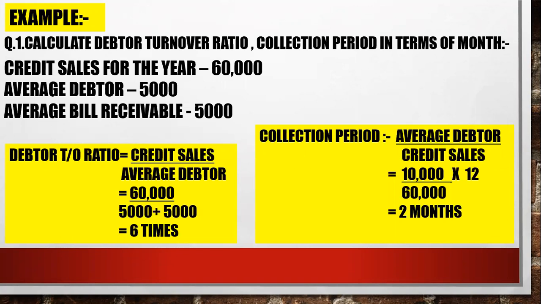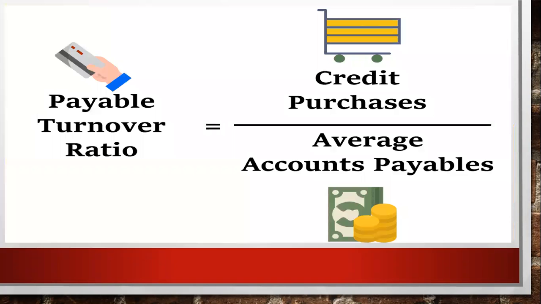And average creditors includes the creditors amount plus your bills payable amount. We'll see that. So this is the payable turnover ratio, you can say the creditors turnover ratio. The formula is credit purchase upon average creditors. Clear? So over here you have to take the credit purchase amount, and upon that you have to divide creditors plus bills payable total. Clear? The same we have done in the debtors turnover ratio.